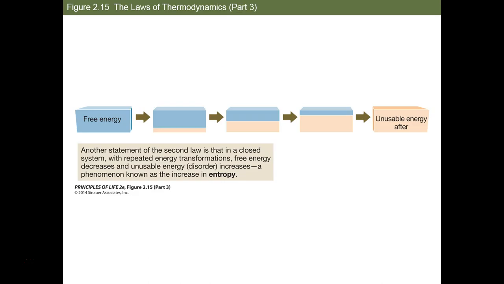This diagram is illustrating energy over time. Each box is a different product after a reaction. At the first reaction, you have a lot of free energy, which is illustrated blue. As the energy is converted to another form, such as a molecule, some of that free energy becomes lost. Over time, as the energy is converted from one form to another, the unusable energy increases.